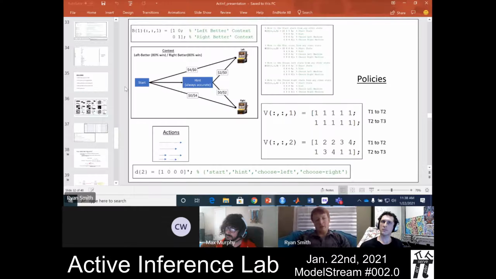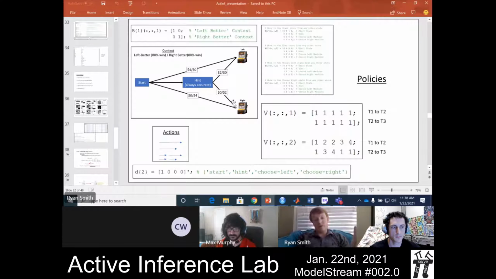Yes. Technically we call these the A matrix and the B matrix, but they're really tensors, so they're high-dimensional matrices. We'll go through this when we go through the code, but you can have different types of states. The state of being in the left-better or right-better context, versus the type of state that has to do with where you move to or what you choose: the start state versus the hint state versus the left or right bandit or slot machine choice state. Because you have two different types of states, those are called state factors.